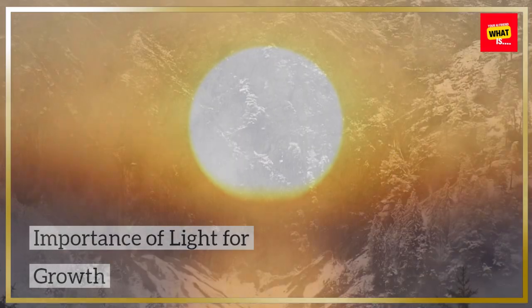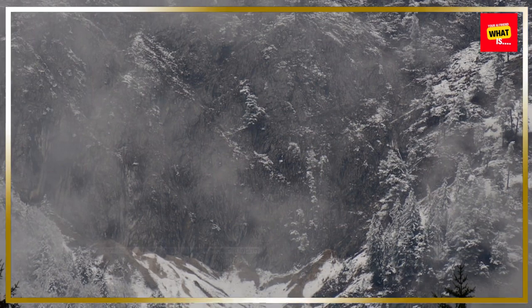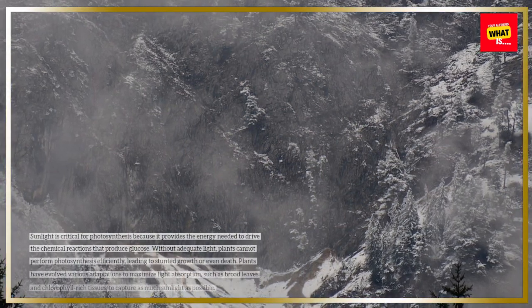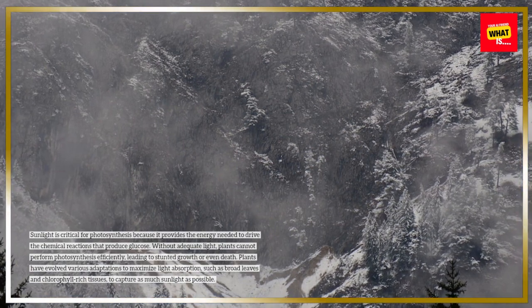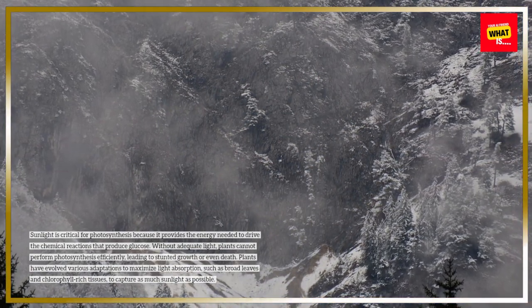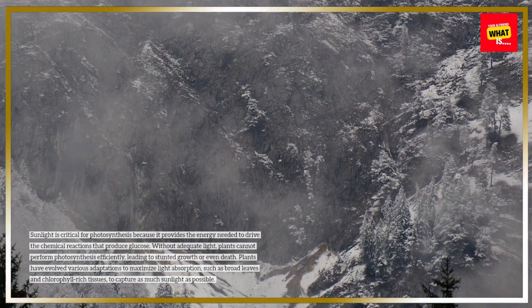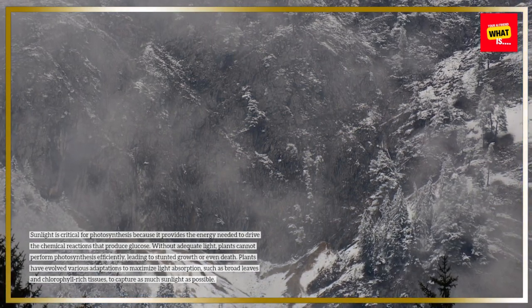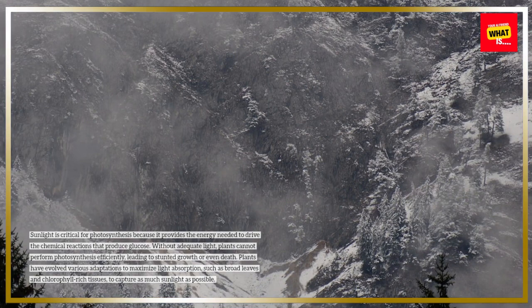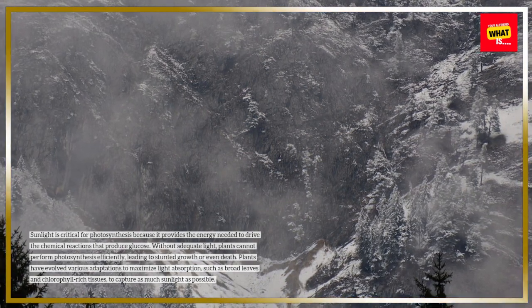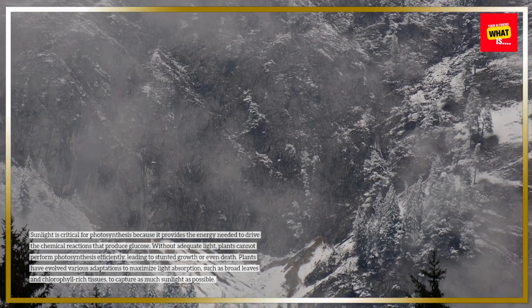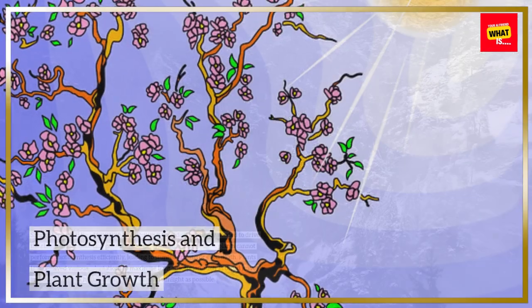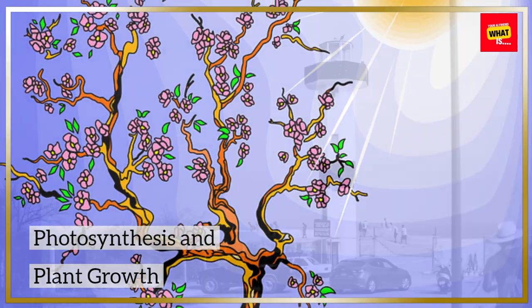Importance of light for growth. Sunlight is critical for photosynthesis because it provides the energy needed to drive the chemical reactions that produce glucose. Without adequate light, plants cannot perform photosynthesis efficiently, leading to stunted growth or even death. Plants have evolved various adaptations to maximize light absorption, such as broad leaves and chlorophyll-rich tissues, to capture as much sunlight as possible.